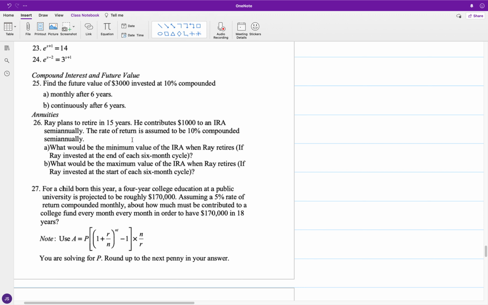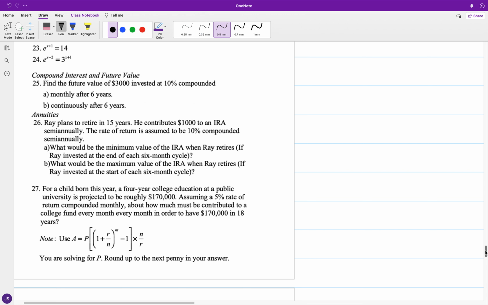And now, we're looking at two scenarios here. It's looking at what the minimum value of the IRA would be when Ray retires, that is if he invests at the end of each 6-month cycle. And we're looking at the maximum if Ray retired and had invested at the start of each 6-month cycle. So that's the case of 26.